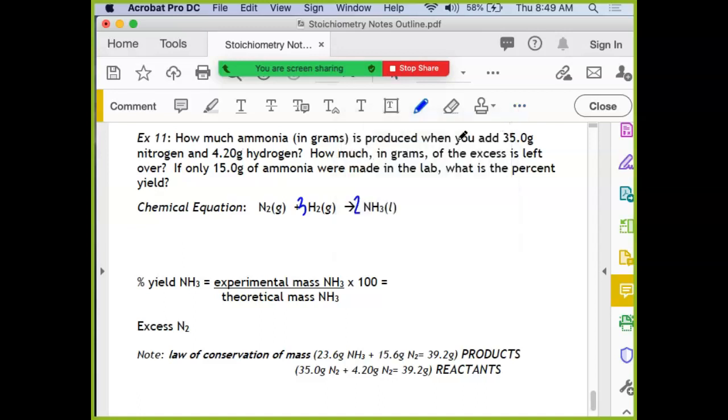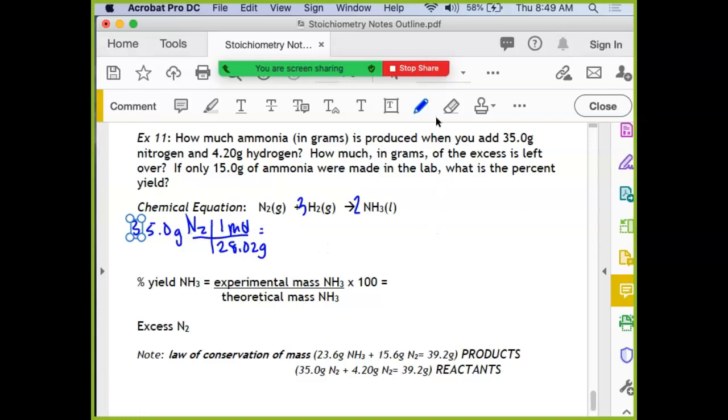Okay, so 35 grams of nitrogen. So I write 35 grams of nitrogen. And I have to turn nitrogen into moles. So you go to the periodic table and you find nitrogen. Nitrogen is 14.01 grams per mole, but there's 2 of them in N2. So it's 28.02 grams per 1 mole. That would give me my moles of nitrogen.